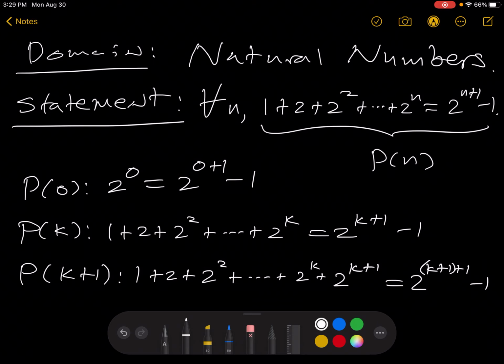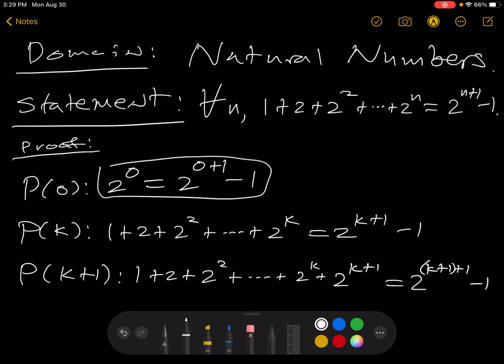All right, now I will prove this statement where the domain is the natural numbers. I'll prove it by induction. So the proof will start with the base case. Base case is P of 0, so I want to prove this fact here, that 2 to the 0 is 2 to the 0 plus 1 minus 1.